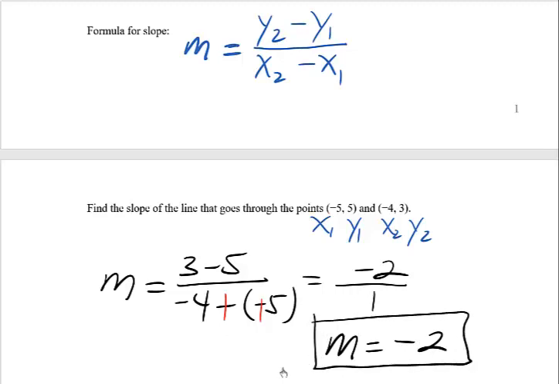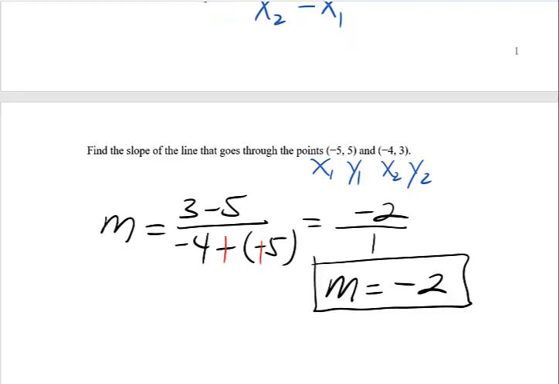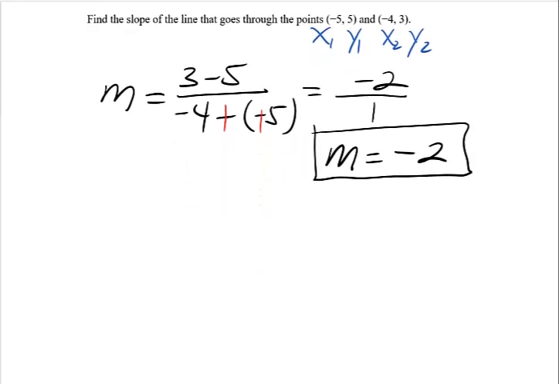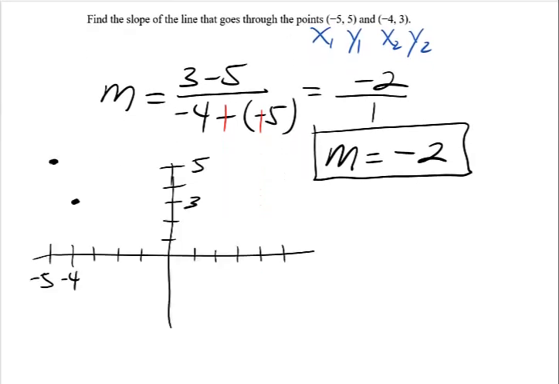Let me ask you a couple of follow-up questions now that we have our answer. The first one is, what does it mean for a line to have a negative slope? What bearing does that have on the picture? Well, let me see if I can draw you a quick sketch here. So this is just a very quick, simple sketch. I made myself an XY plane. I marked on our first point, negative 5, comma 5, right here. And then I marked our second point, negative 4, comma 3. Let's go ahead and connect those dots with a line.